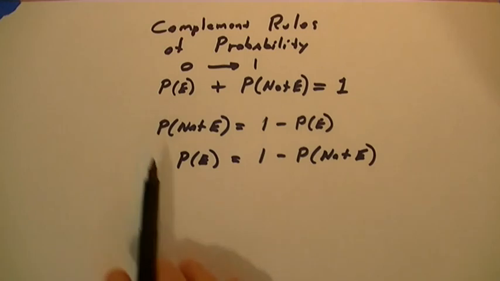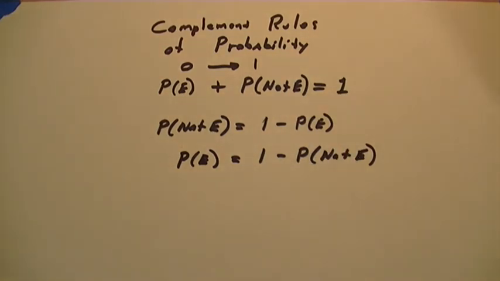So this is kind of a handy rule of thumb. Just understand that if there's a probability that something will happen, there's also a probability that something won't. Those two probabilities always have to add up to 1.